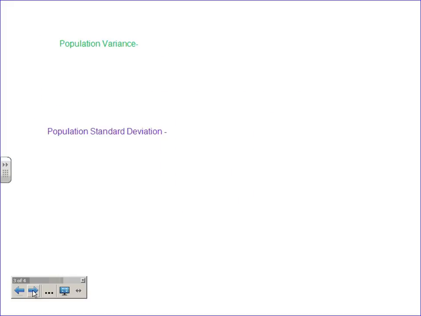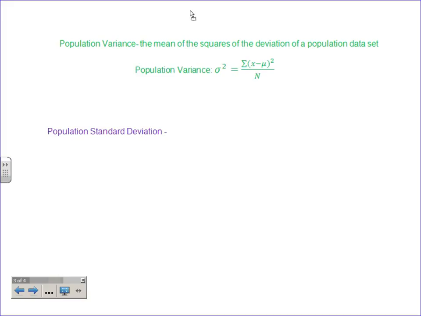On we go. We're going to talk about variance now and population standard deviation. How much it varies? Well, variance. Oops, wrong one. Well, you can just look at them both, I suppose. It's the mean of the squares of the deviation of a population data set.